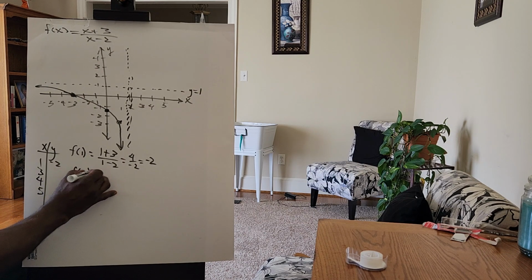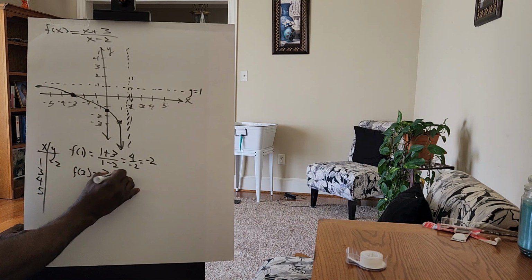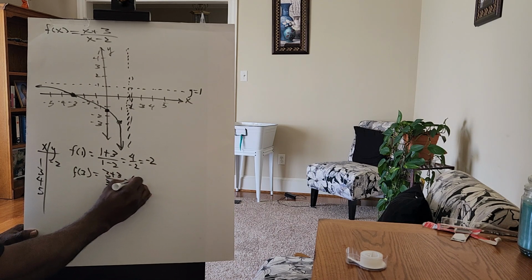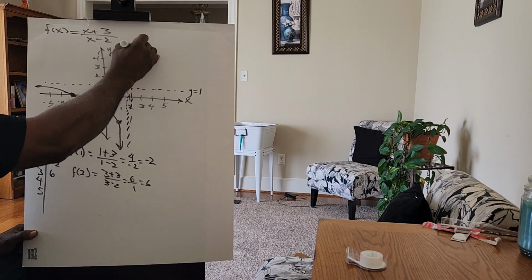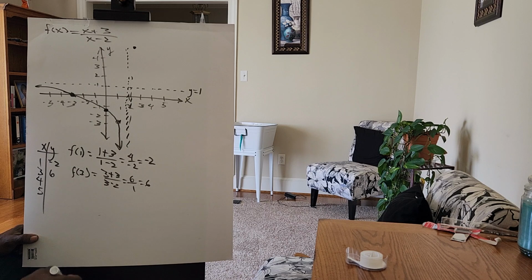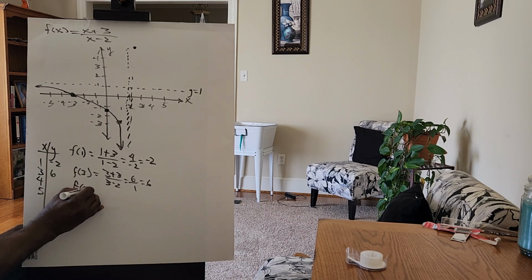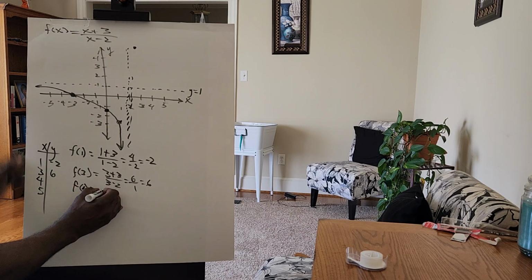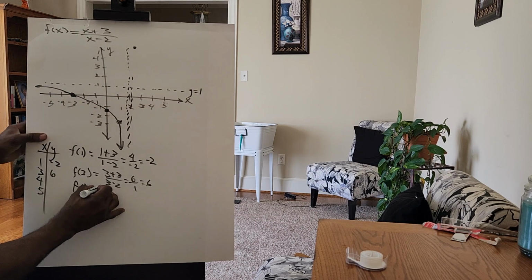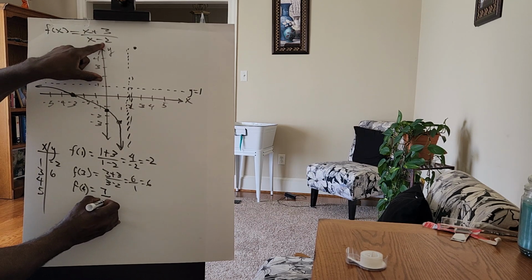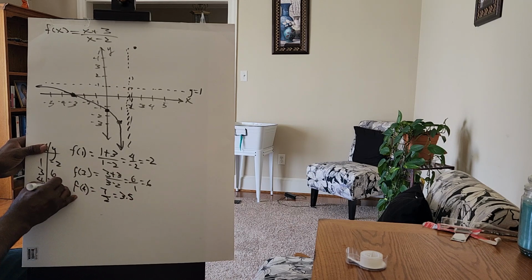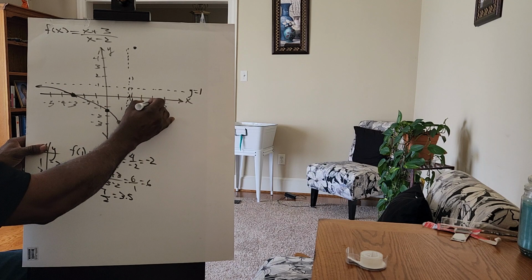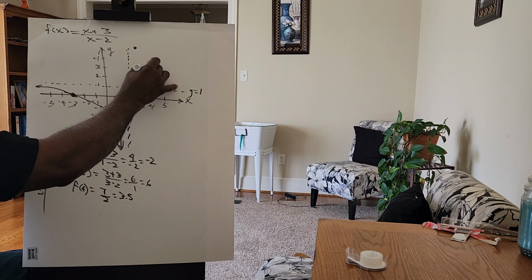Find f of 3. That's 3 plus 3 over 3 minus 2. That's 6 over 1, and that's 6. So 3 comma 6 is on the graph, somewhere up here. Okay? F of 4. So I'll put a 4 everywhere the x was. 4 plus 3 is 7. And then the bottom, 4 minus 2 is 2. That's 3.5. So 4, 3.5, about right here, I don't know.